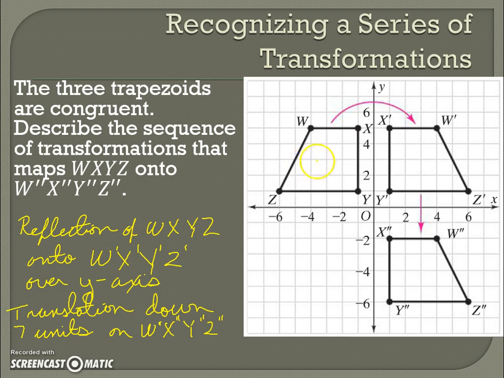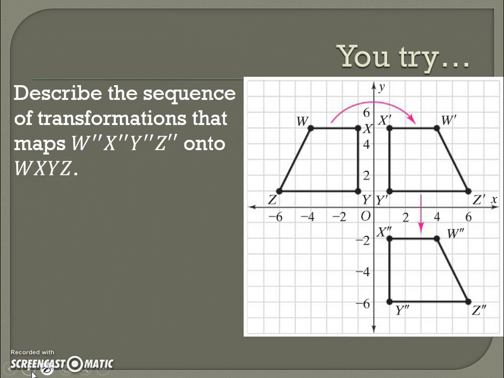All right, so in other words, to kind of shorten this, you need to write all this out. But I'd say, I'd reflect over the y-axis, then I translate down 7 units, which maps this onto that. That is the language that we would use. So for this particular one, you're just describing what transformations you could use to get from one figure to another. So here's one for you to try. Go ahead and pause. The answer will be up in 3, 2, 1.